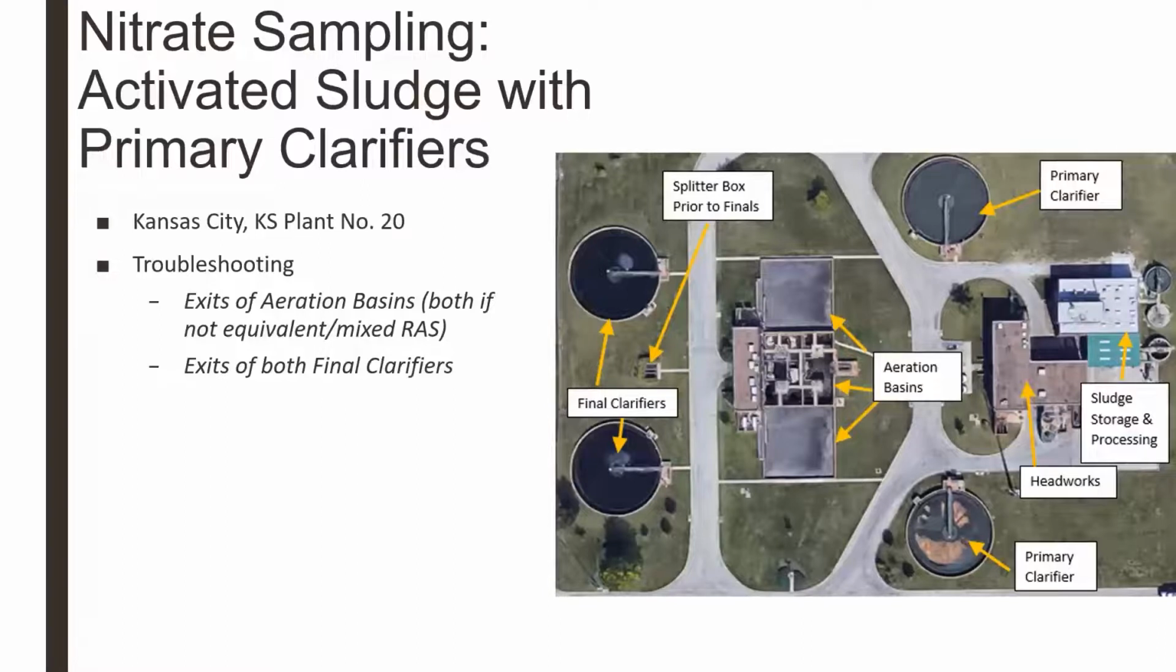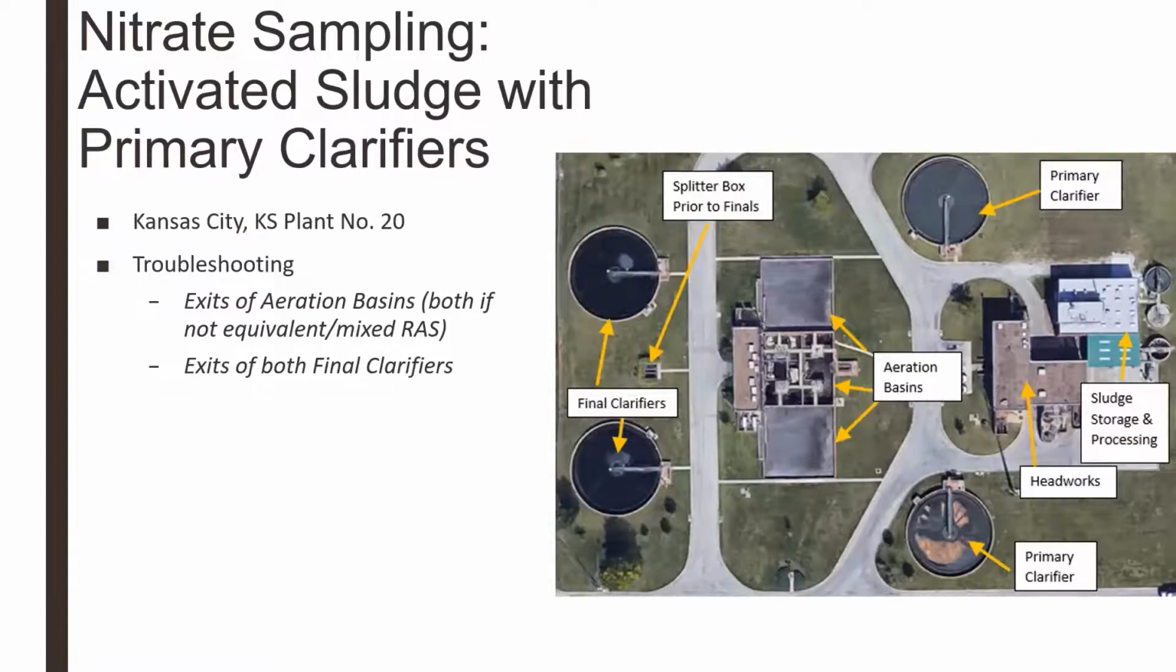Many plants like this have been retrofitted for cycling of air on, air off. And it's important to know if that is effectively removing nitrate in the wastewater with the air on, air off operation. You'd also be looking at the exit of both clarifiers.